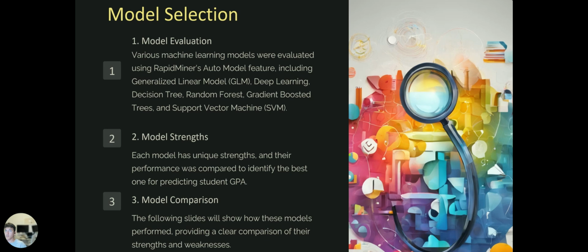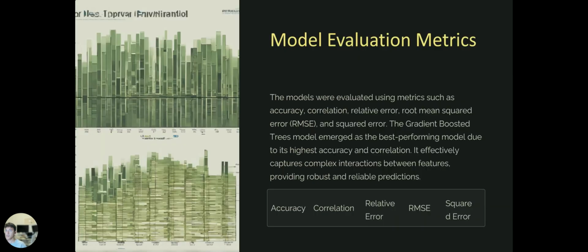So various machine learning models were evaluated. We used GLM, generalized linear model, deep learning, decision tree, random forest, gradient boosted tree, and support vector machine. Each model has unique strengths, and their performance was compared, just like I showed you within RapidMiner. The models were evaluated using metrics such as accuracy, correlation, relative error, and RMSE, or root mean squared error. The gradient boosted trees model emerges as the best performing model due to its highest accuracy and correlation values. It effectively captures complex interactions between features, providing robust and reliable predictions.